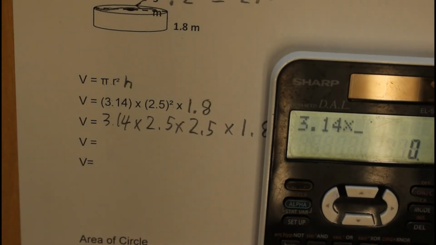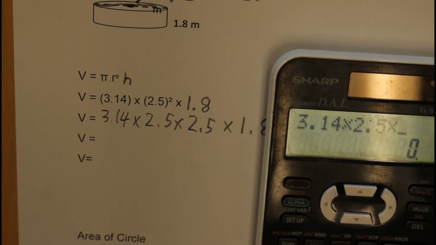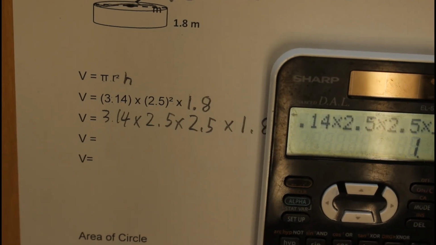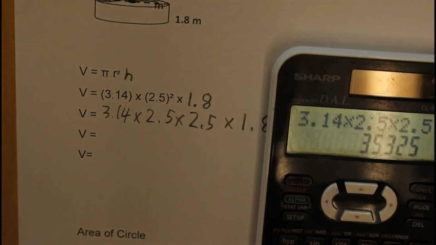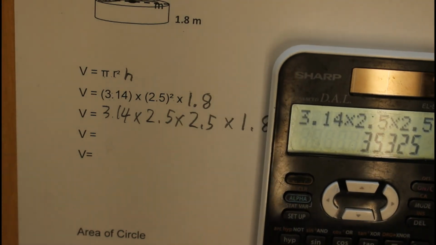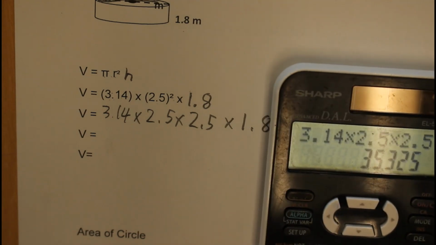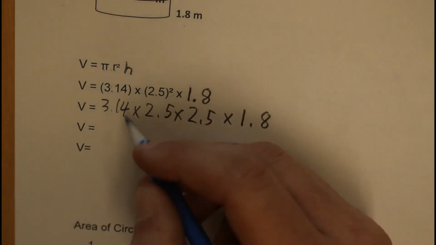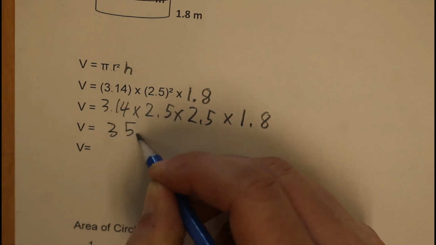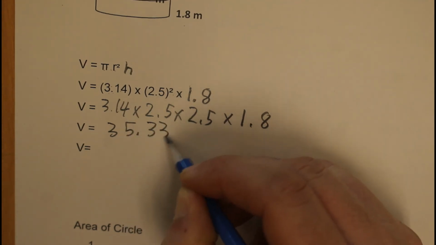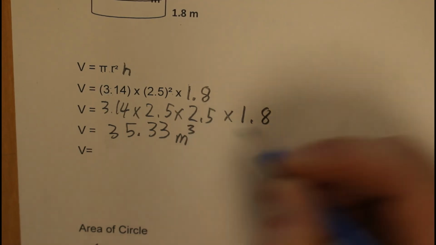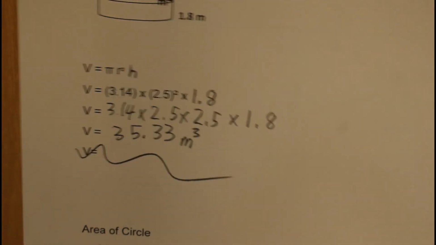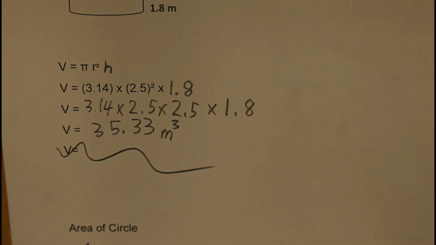3.14 times 2.5 times 2.5 times 1.8 gives us 35.325, or 35.33 meters. And now we're dealing in cubed, meters cubed. Okay, we got 6 questions on there. Good luck.